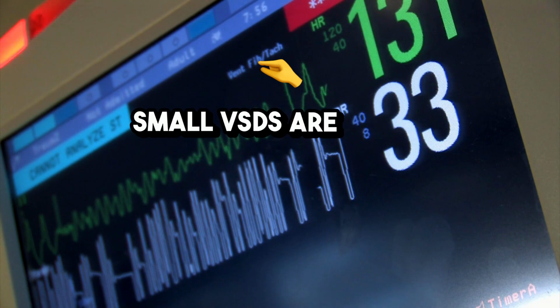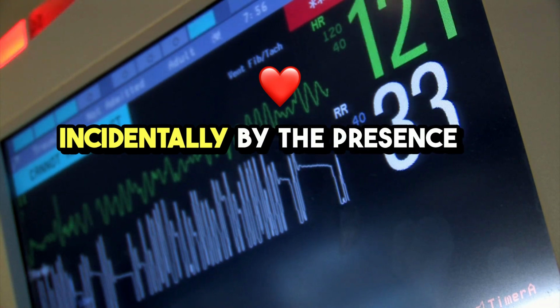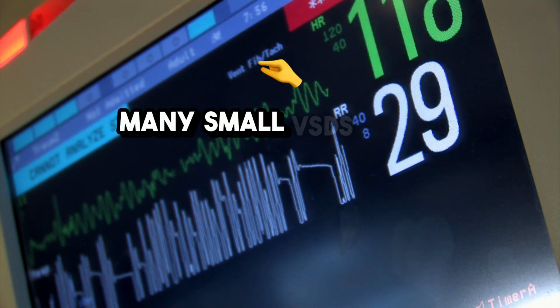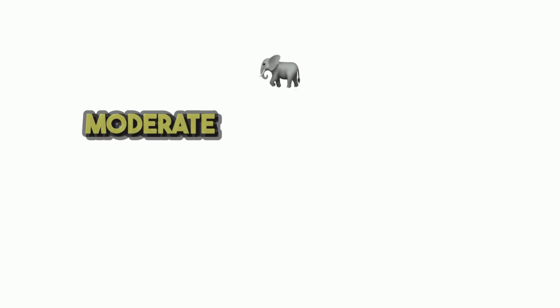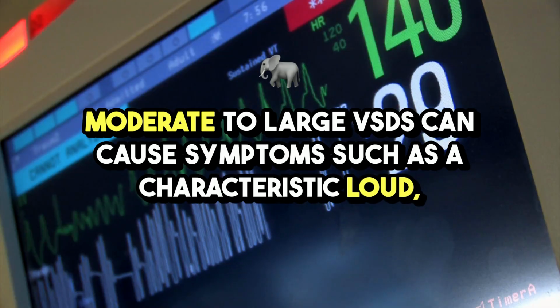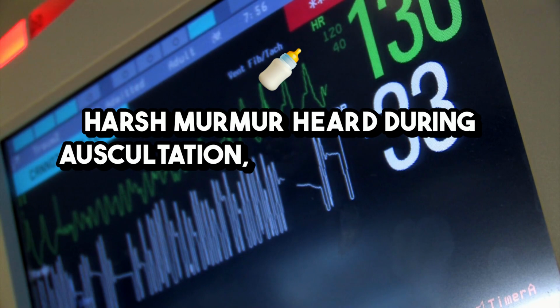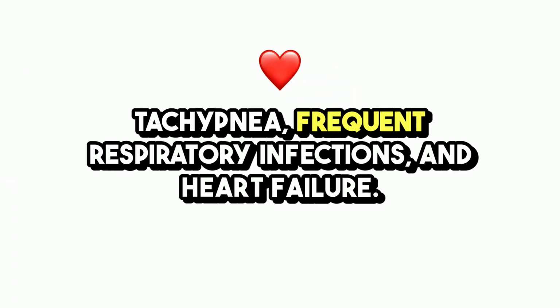Small VSDs are often asymptomatic and may be detected incidentally by the presence of a heart murmur. Many small VSDs close spontaneously within the first few years of life. Moderate to large VSDs can cause symptoms such as a characteristic loud, harsh murmur heard during auscultation, poor feeding and growth, tachypnea, frequent respiratory infections, and heart failure.